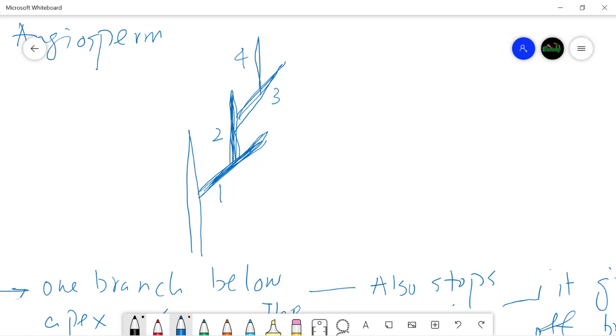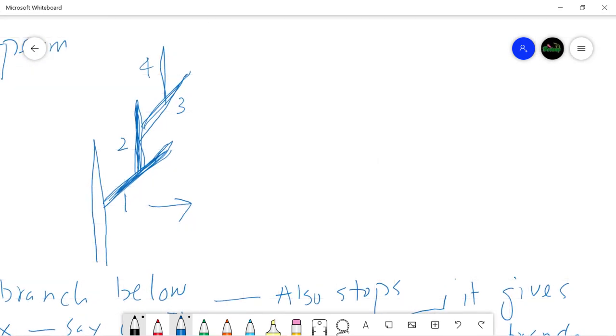Now let's refine this diagram a little, and instead of drawing these thick lines, we shall restrict ourselves to a single line.